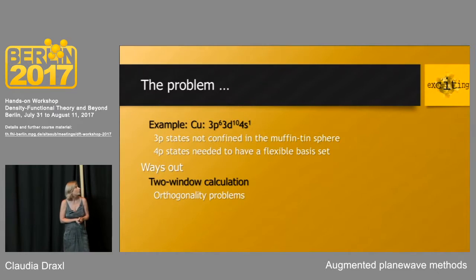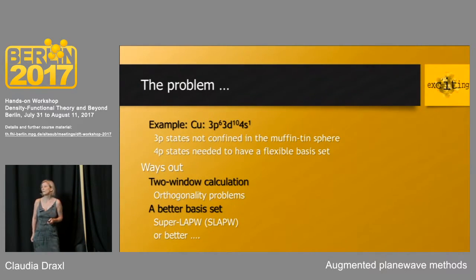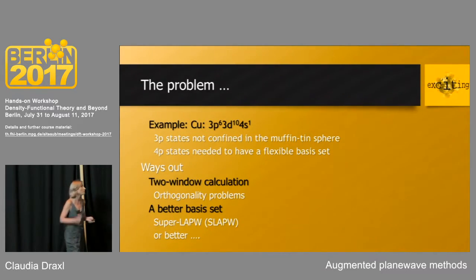So how do we deal with this? In former times, we had two window calculations. So just say, okay, I do a software Hamiltonian for one energy range where the 3p orbitals live, and for another energy range where the 4p orbitals live. Of course, then you may run into orthogonality problems because you solve them separately from each other. But as I said, this is history, and now we have overcome this problem since quite a time.